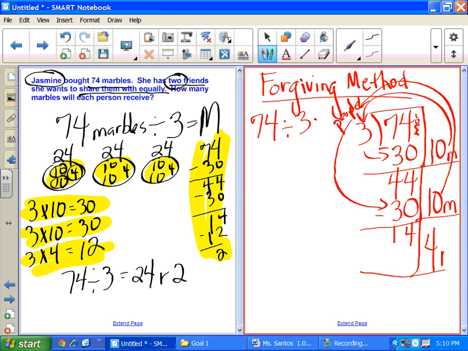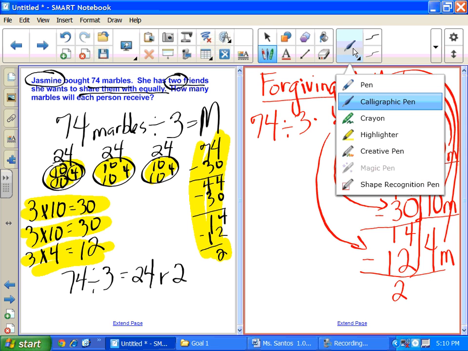You remember we gave 4 marbles to each of the 3 people again. That equals 12. 12 marbles passed out. And after we do the subtraction, we have 2 marbles left over.